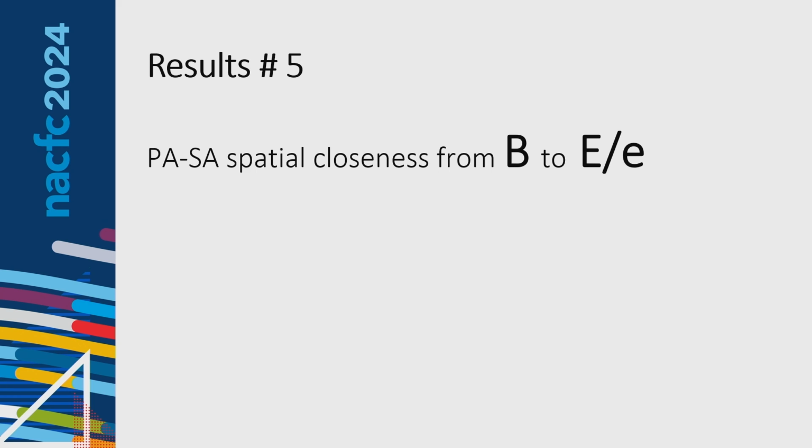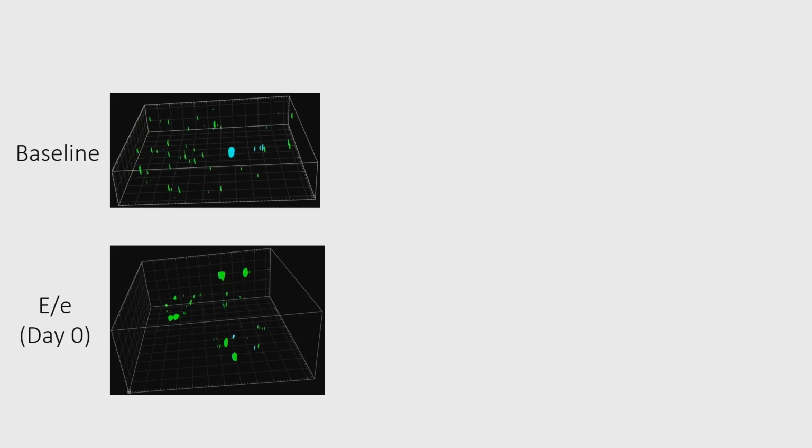The last result is just looking at the spatial closeness from the B to E time point. So this is just a normal distribution of a baseline sputum and then day 0 of a PEX. So you can see that there's planktonic cells with some PA, and then by day 0 after baseline, you see that there's aggregates being formed.